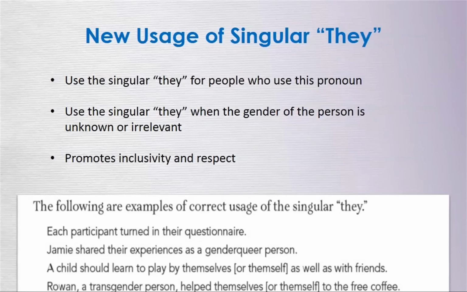Likewise, one of the new changes to the manual is use of the singular they. Singular they is a third-person singular pronoun, and there are two cases when you might be using it. The first is when people use they as their pronoun. Of course, you should use it. And the second is when you're talking about a person whose gender is unknown or irrelevant to the context, just like an individual or a person. The singular they is a way to promote inclusivity and respect.